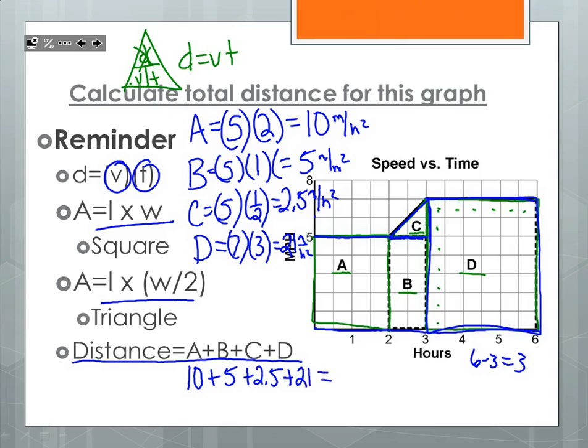The total distance at the acceleration of staying at 5 miles per hour for 2 hours, and then increasing to 7 miles per hour for an hour, and then staying at 7 miles per hour for the next 3 hours. It's going to be 10 plus 5 is 15, plus 2.5, plus 21 equals 38.5. And that is miles per hour per hour. Yep, that is miles per hour squared.